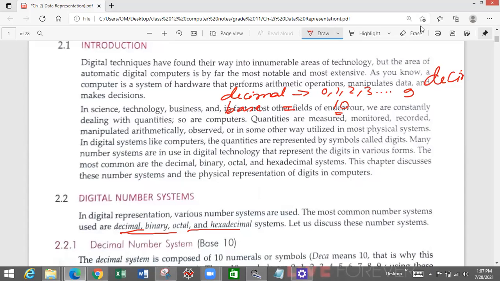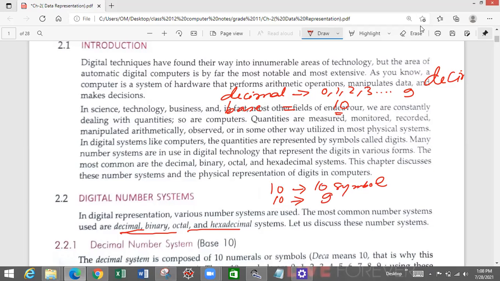Now, the base of any number system defines how many symbols will be there in the number system, and also it defines the maximum value of any symbol in the number system. Understand it? Since the base is 10, there are 10 symbols in the number system. And also, since the base is 10, the highest value of any symbol is 9 in this decimal number system.